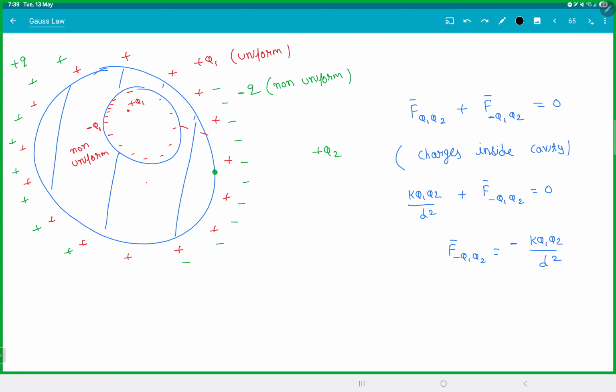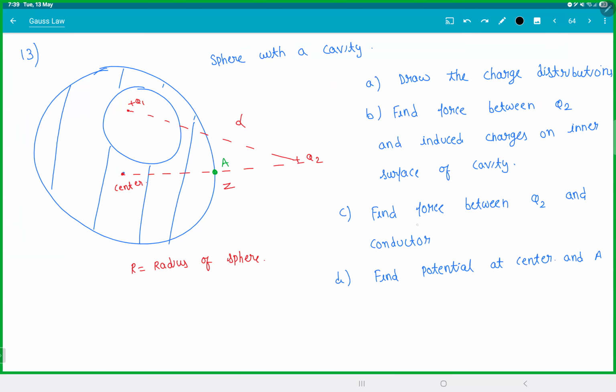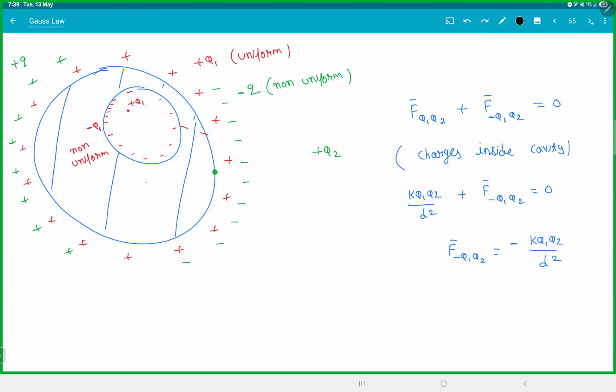Now, can you do the third part? Look at the third question. Find the force between the conductor and Q2. Now, when I say conductor, what are the charges? This charge, isn't it? The whole charges you have to take. You have to find all the charges on the conductor will interact with Q2. How much is that force? Try. I'll give you a minute or two. How do you find the force between the conductor and Q2?